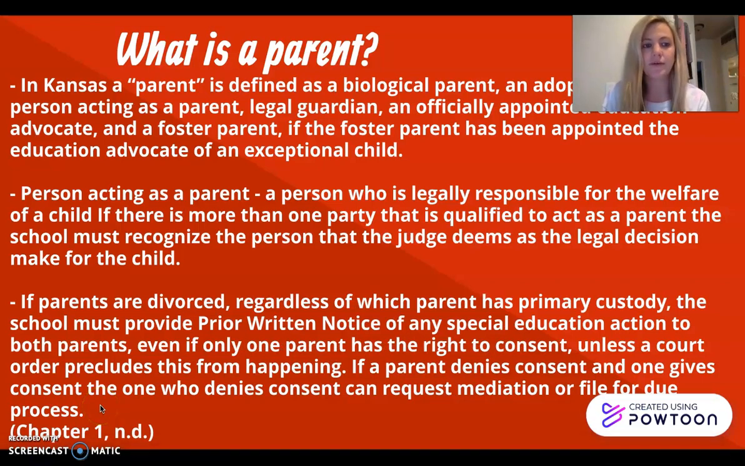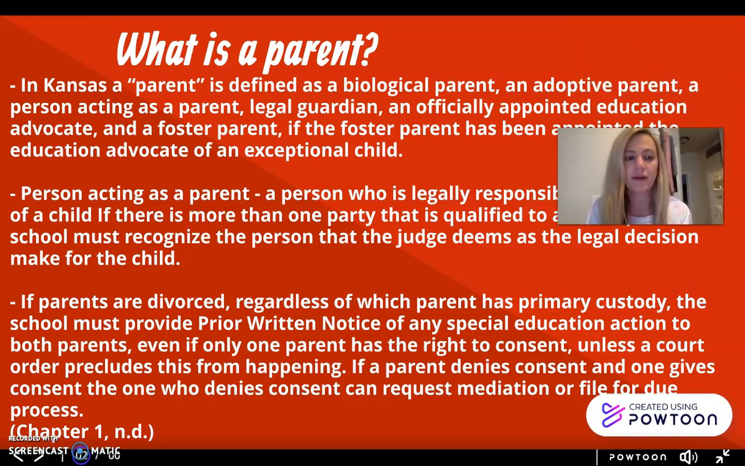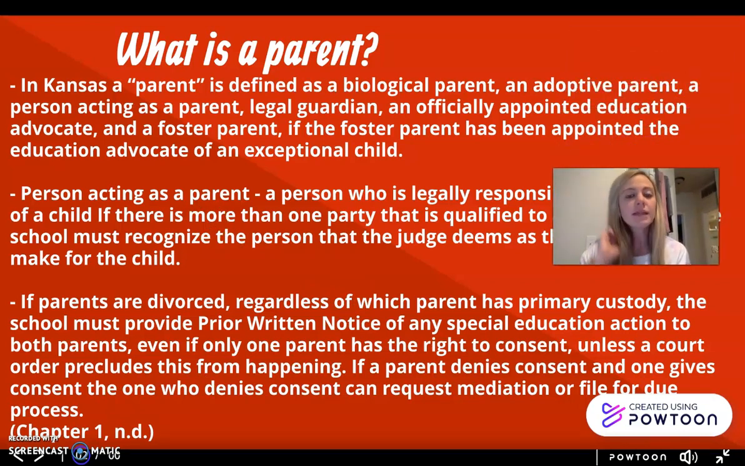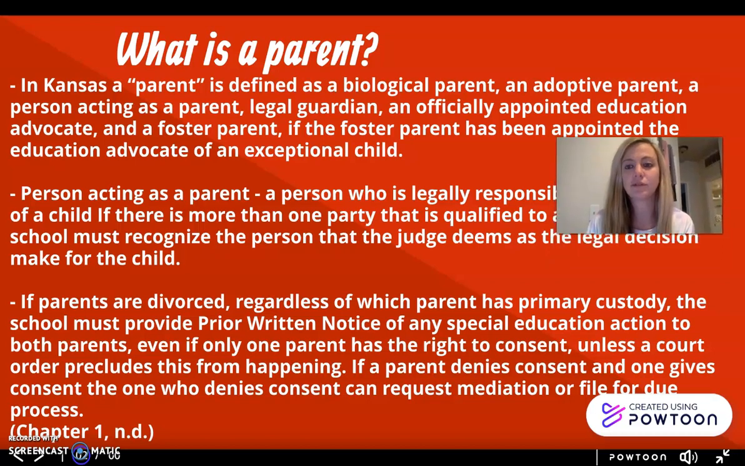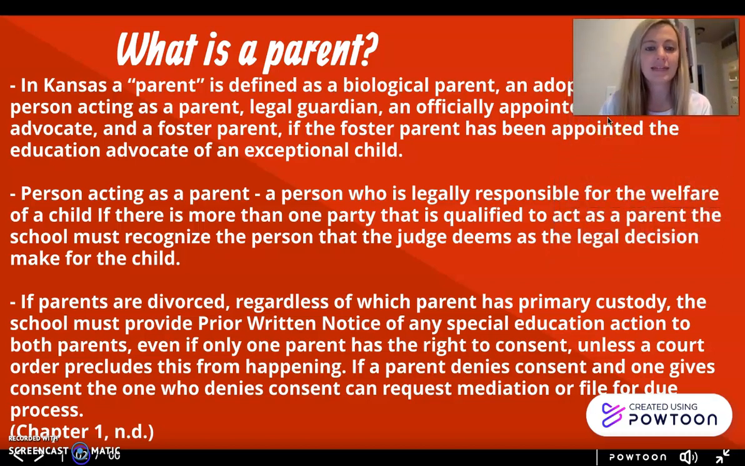What is a parent? In Kansas, a parent is defined as a biological parent, an adoptive parent, a person acting as a parent, a legal guardian, an officially appointed education advocate, and a foster parent. If the foster parent hasn't been appointed, the education advocate of an exceptional child. A person acting as a parent is basically anybody, a relative, or anyone else who the child is living with, and that person is legally responsible for the welfare of the child.